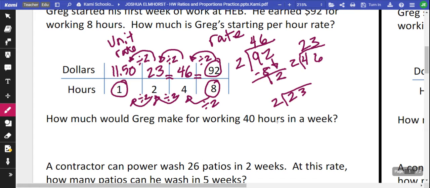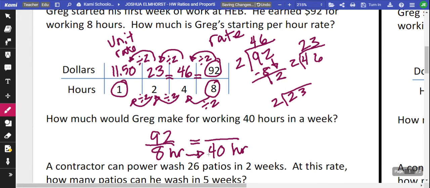But the question is, what about 40 hours a week? So if we take 92 and then label that 8 hours, then we try to compare that to 40 hours. If we look across here, does 8 have a multiple that works with 40? Yes. What is that multiple? Times 5. So answering the question, we're going to do 92 times 5.